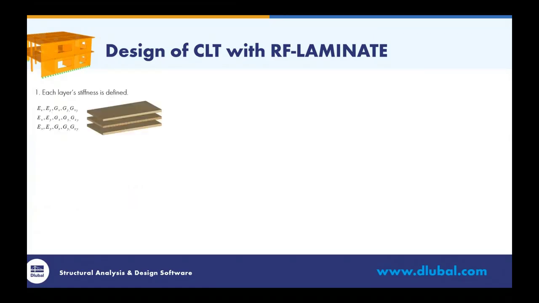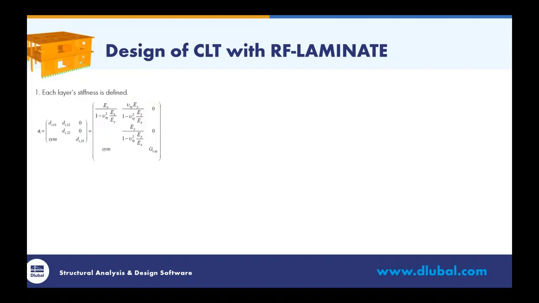So pretty soon we will go ahead and define the individual layers for our CLT compositions. And each individual layer has its own stiffness matrix based on the modulus of elasticity and the shear modulus. And we can see a simple example of a single layer stiffness matrix here.